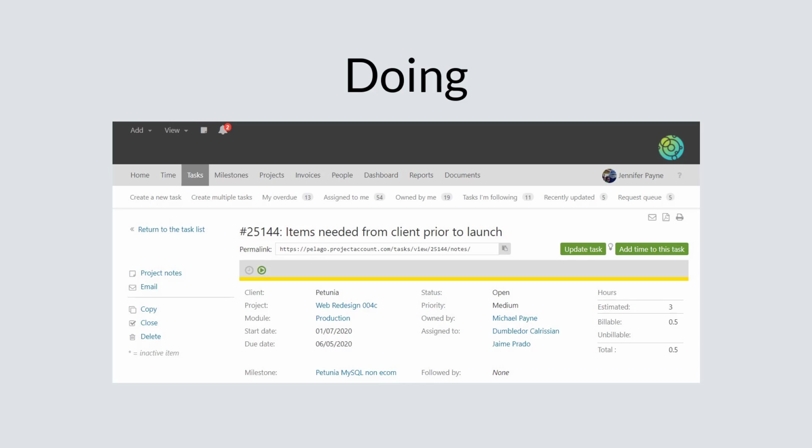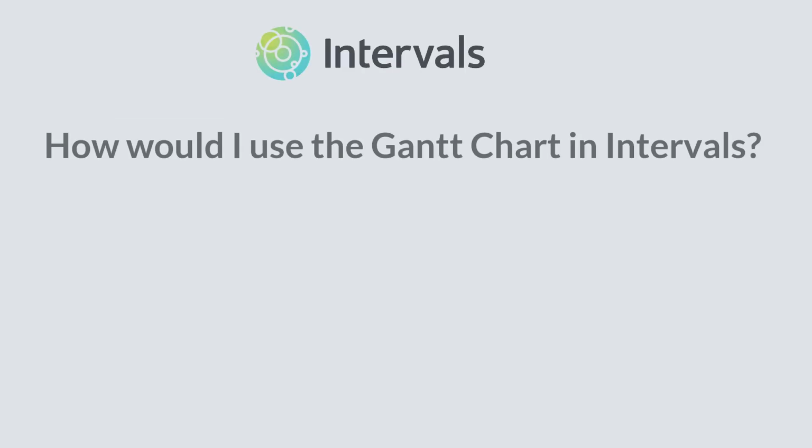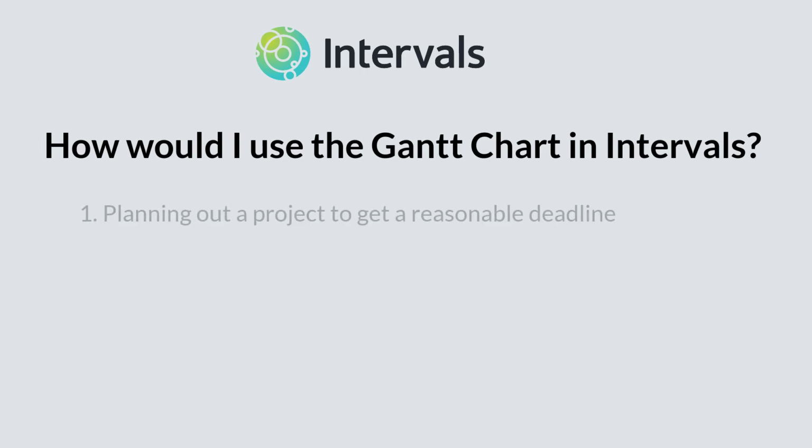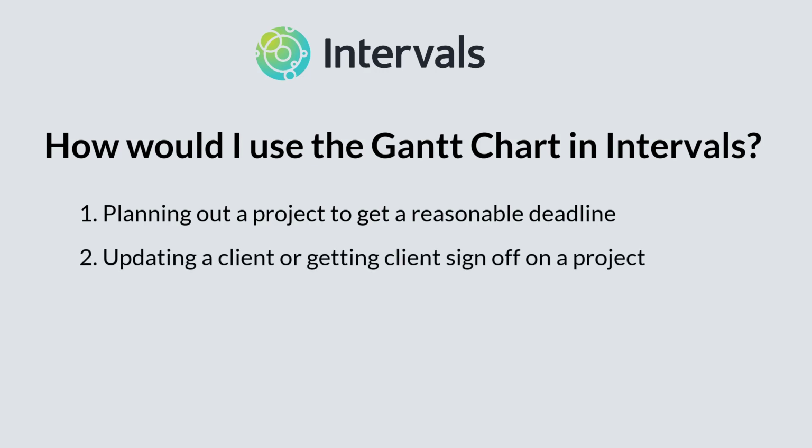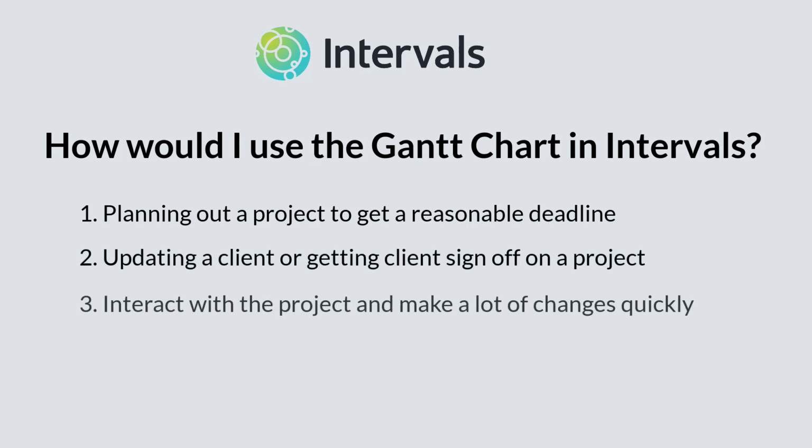We get a lot of questions about how to use a Gantt chart in Intervals, and there's several ways. You can use it for planning out a project to get a reasonable deadline, updating a client to get their sign off on a project, or to interact with the project and make a lot of changes quickly.